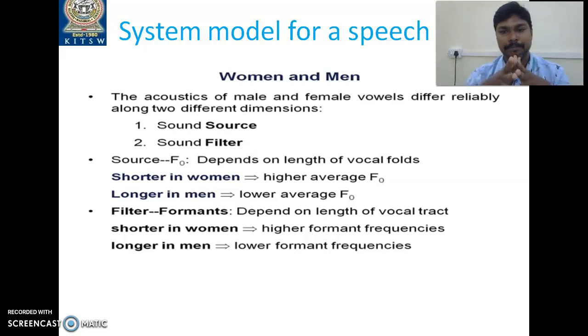And similarly, for men, the vocal cord length should be more, and obviously the fundamental frequency will be less. Okay, and the formants also we can similarly identify for the different cases of women and men. Okay, so for shorter in women, the higher formant frequencies are possible. For longer in men, lower formant frequencies are possible. Okay, so this way we need to remember.